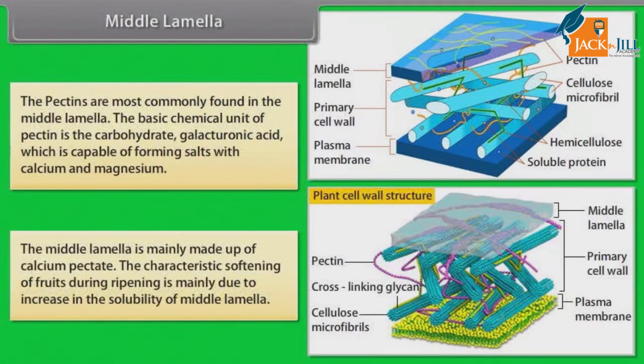The middle lamella is mainly made up of calcium pectate. The characteristic softening of fruits during ripening is mainly due to increase in the solubility of middle lamella.